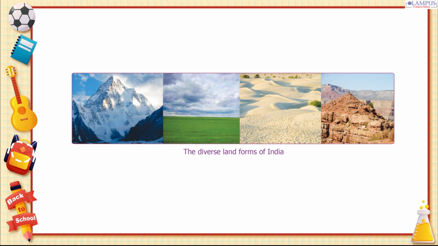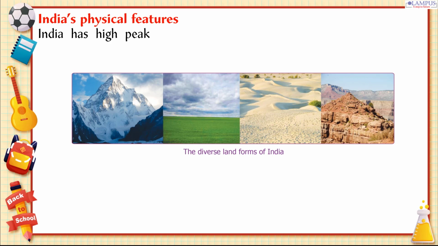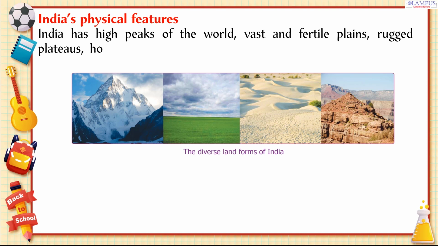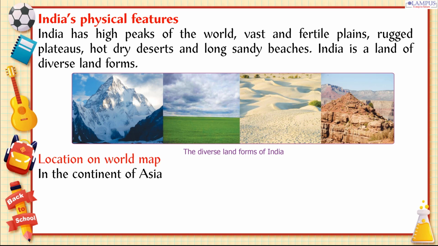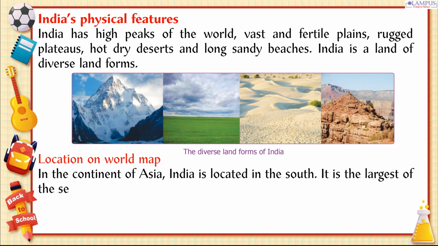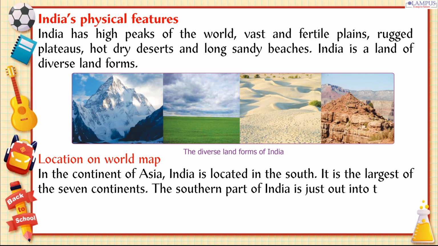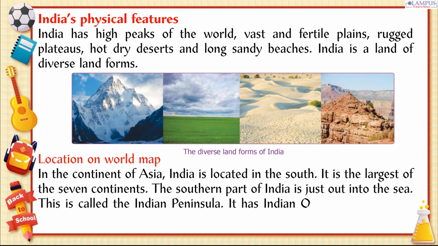The diverse landforms of India. India's physical features. India has high peaks of the world, vast and fertile plains, rugged plateaus, hot dry deserts and long sandy beaches. India is a land of diverse landforms. Location on world map. In the continent of Asia, India is located in the south. It is the largest of the 7 continents. The southern part of India juts out into the sea. This is called the Indian Peninsula.